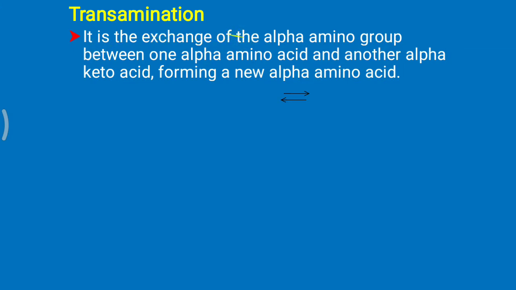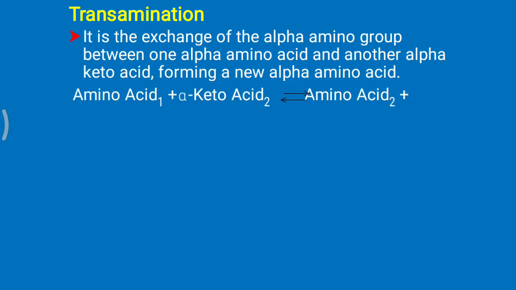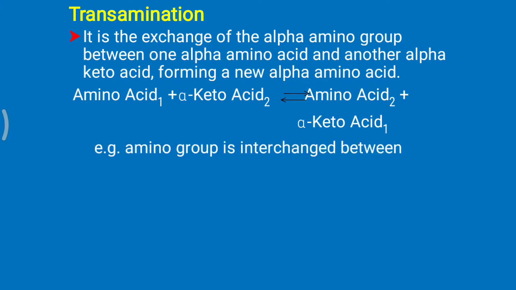Simply, you have to remember one amino acid is there, and a keto acid simply contains a C double bond O group. So that one amino acid reacts with the alpha keto acid. What happens? This amino acid will be converted into another form of keto acid. Now this keto acid will accept the amino group, and will further convert into another form of amino acid. This reaction is most important basically to form an important molecule, glutamic acid. Why? That also we will look at in this video.